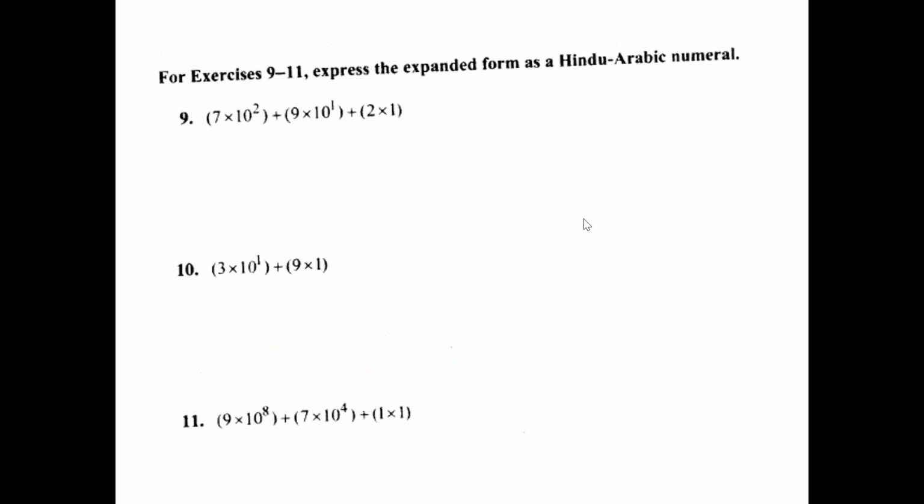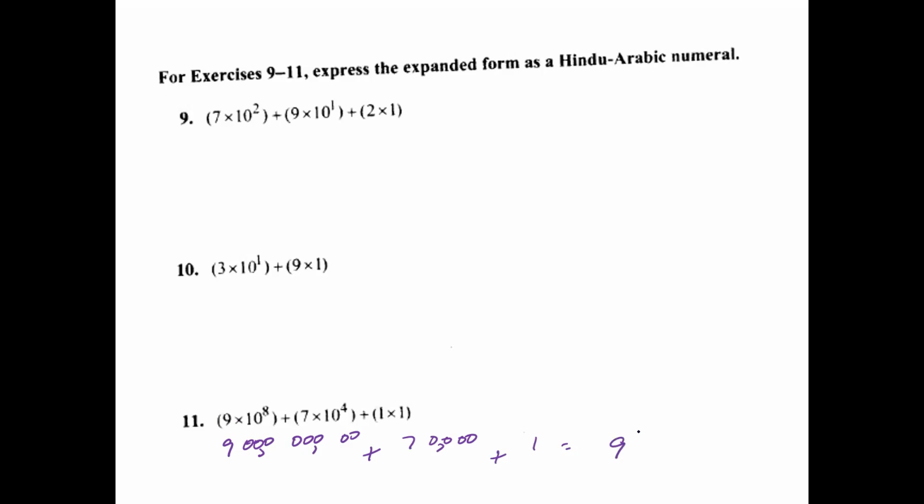All right, now we're going to go ahead and express expanded form as a Hindu numeral. So we're going to have to work a little bit backwards with this. So let's take a look over here. So 9 times that is going to be 9. And then 1, 2, 3, 4, 5, 6, 7, 8. Okay, plus 7, 1, 2, 3, 4, plus 1.